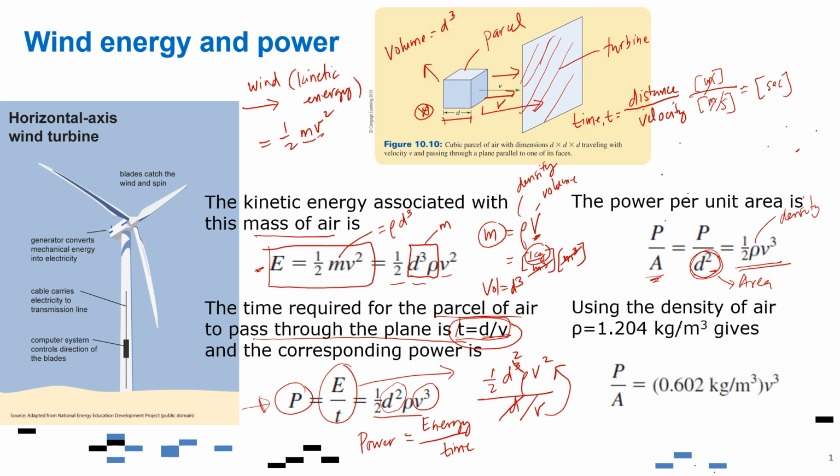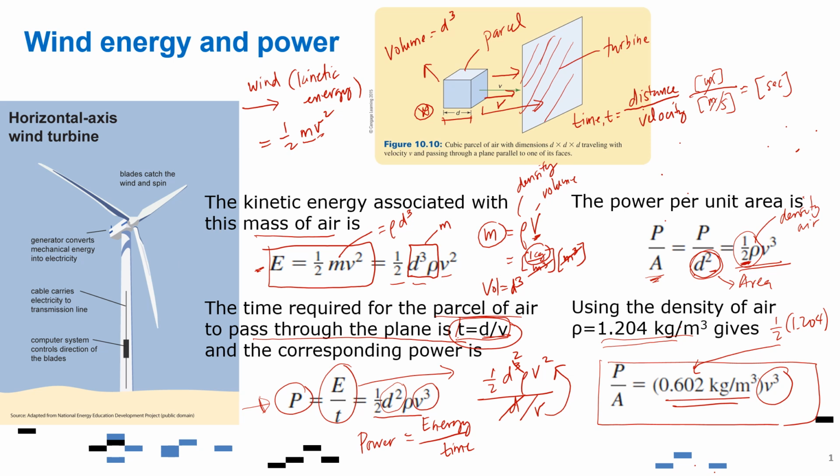So this is the density of air. The density of water is 1,000 kilograms per cubic meter, but the density of air is very light. It's 1.2 kilograms per cubic meter. Because we have 1/2 rho here, 1/2 of 1.204 is equal to 0.602 kilograms per cubic meter of density times v cubed. So this is the formula for the wind power.